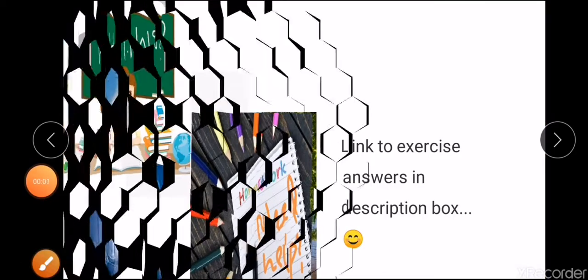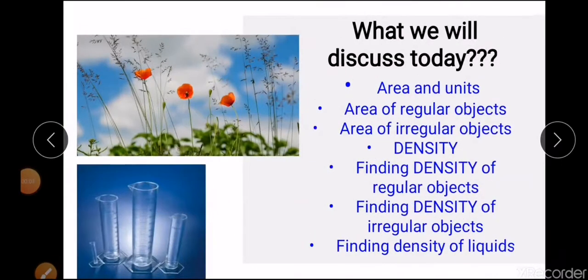Today in our class, we will be discussing area and its units, how to find the area of regular objects, how to find the area of irregular objects. Then we will skip on to density, finding density of regular objects, irregular objects and that of liquids.